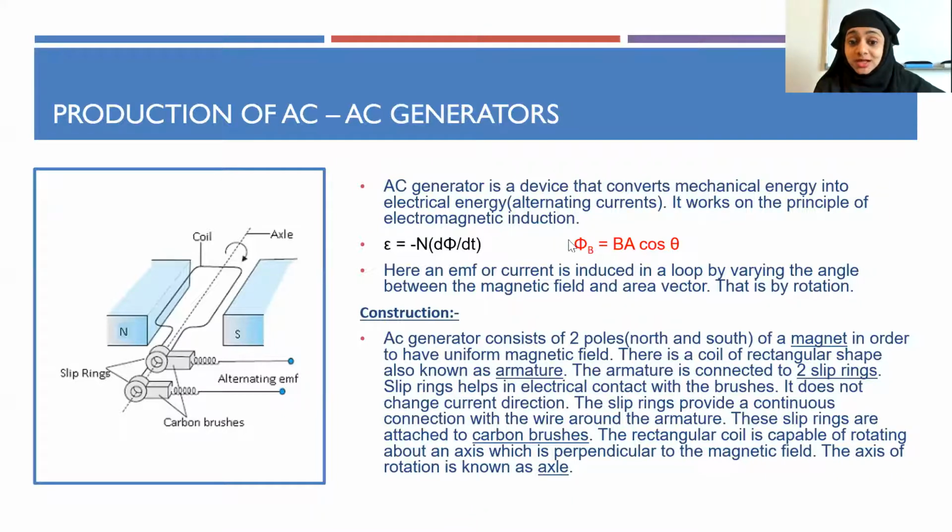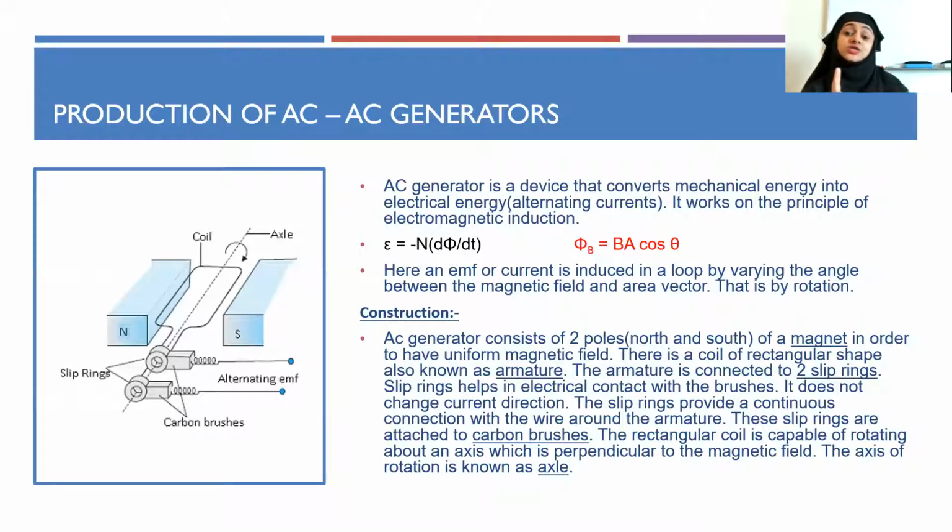Now we also learned that the magnetic flux is equal to BA cos theta. Can you tell me what is B? Magnetic field. A, area of cross section, or it is a vector, area vector, which is always perpendicular to the surface area. And what is theta? Angle between the magnetic field and the area vector.